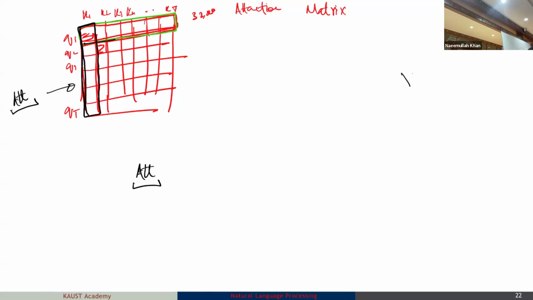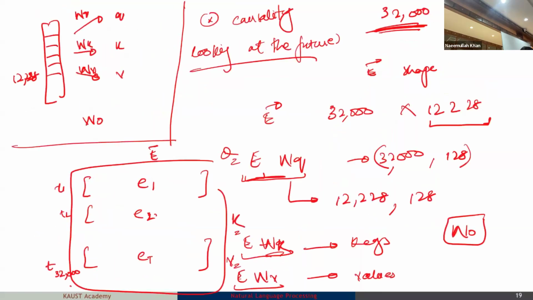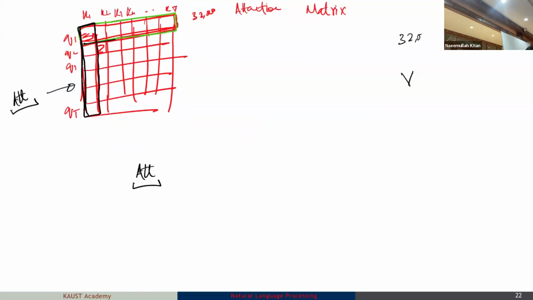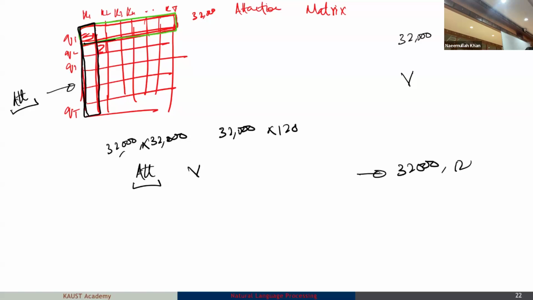I have a value matrix. Remember, what is the size of the value matrix? The size of the value matrix is 32,000 by 128. The size of the attention matrix is 32,000 times 32,000. So it seems natural to multiply it with the value matrix. So this is 32,000 times 128, and the output size would be 32,000 times 128. So now you have, for each token, the embedding change in this 128 low dimensional space in your larger 12,228 dimensional embedding space.